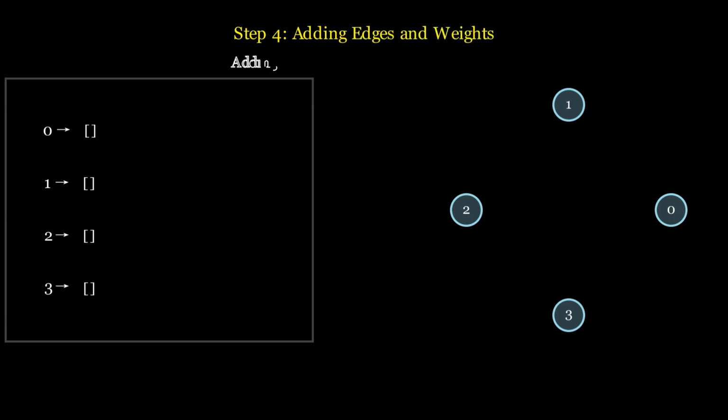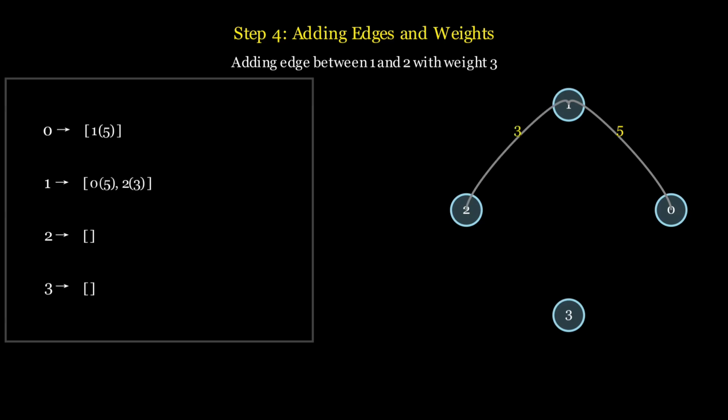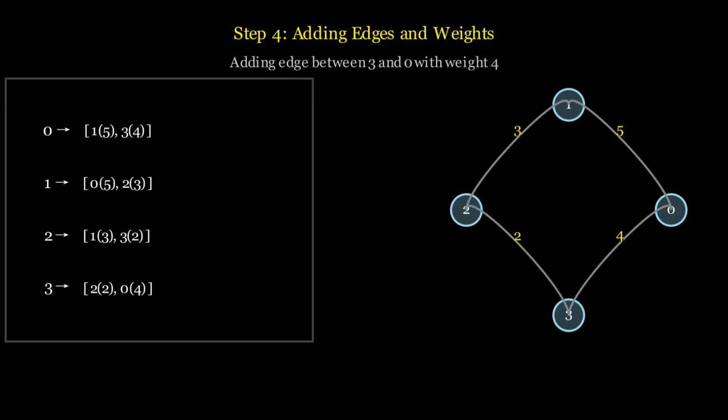Now let's add our edges to the graph. Each edge has a weight, which we will represent in the adjacency list. For example, when we add an edge between 0 and 1 with a weight of 5, we update both node 0's and node 1's lists to include the connection. Because this is an undirected graph, the connection appears in both lists. Similarly, all other edges between the nodes with their corresponding weights are added as tuples.